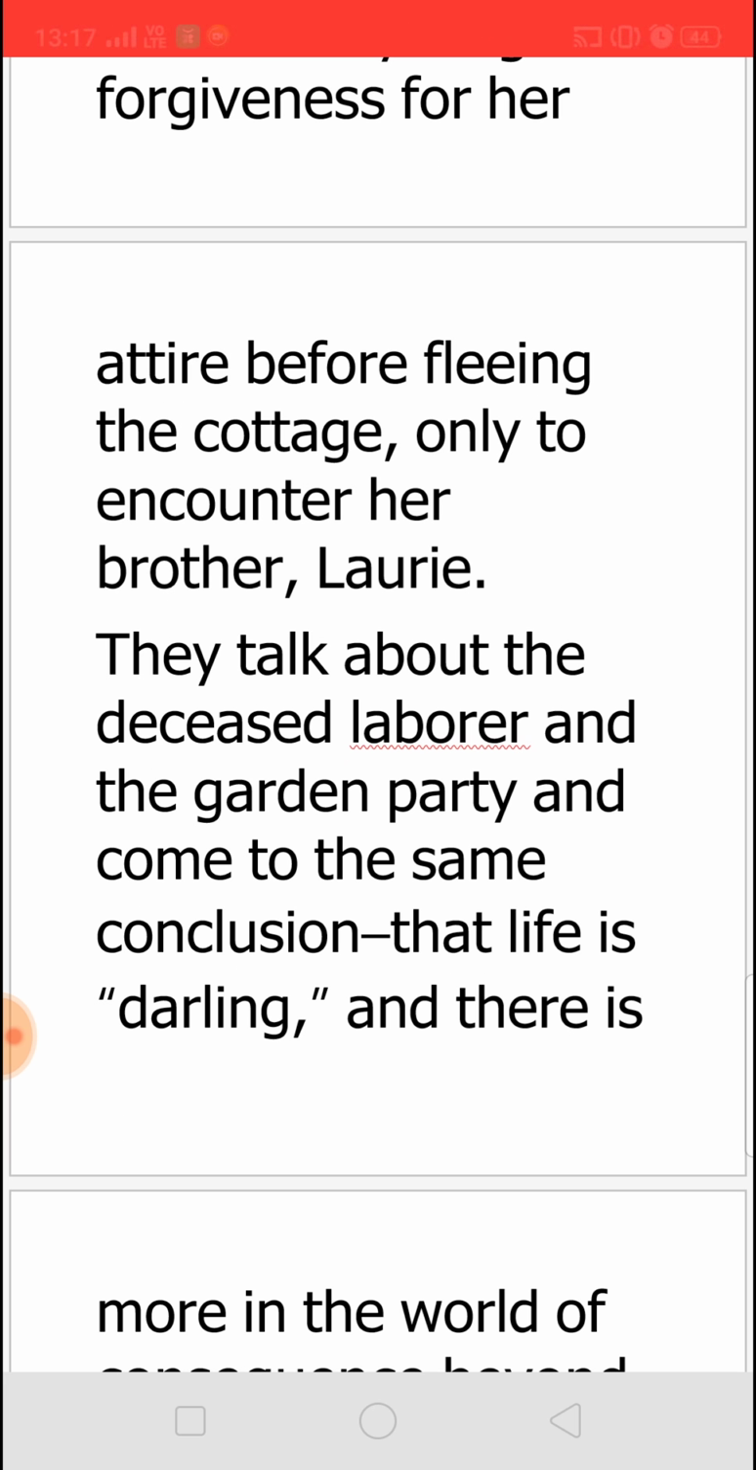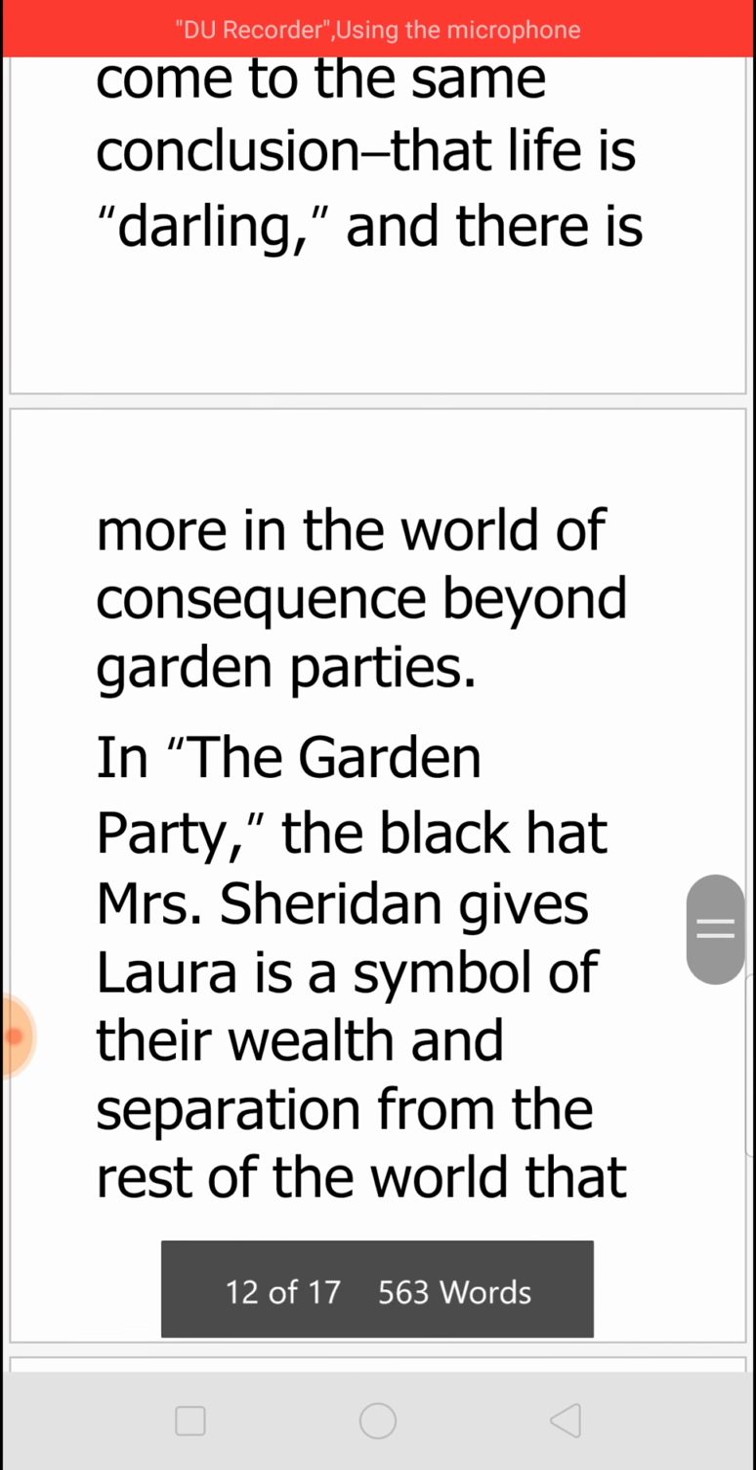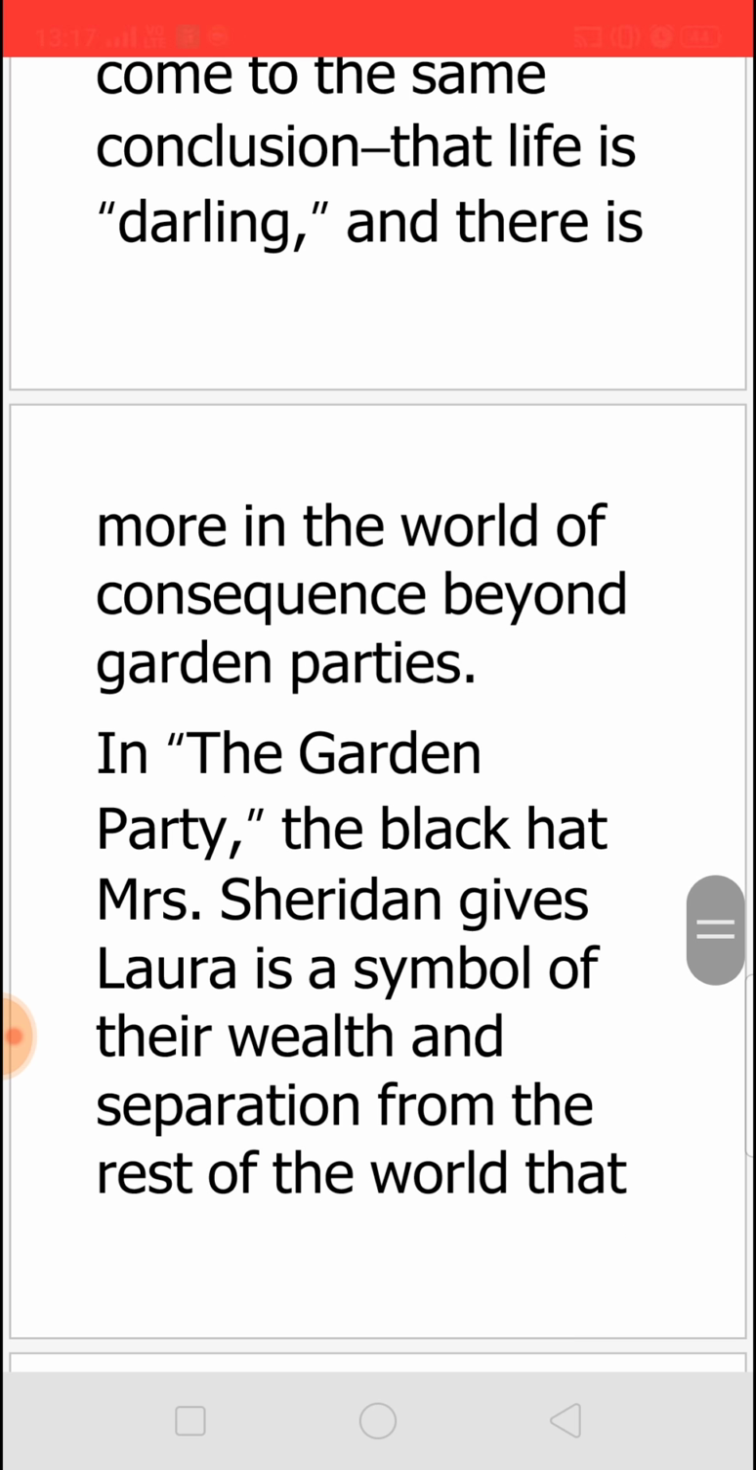And she runs and comes back, and when she comes back she meets her brother Laurie, and they both talk about the dead laborer, and they come to the conclusion that life is darling and there is more in the world of consequences beyond the garden parties. That is, the world is full of so many things which we have to concentrate on rather than on the garden party. We should remember that this short story was written after the First World War, so all these things we have to take into mind.